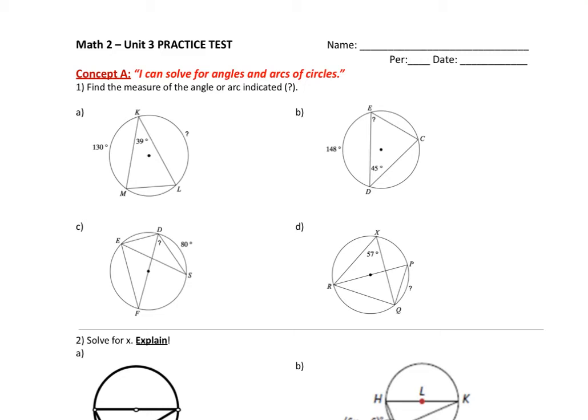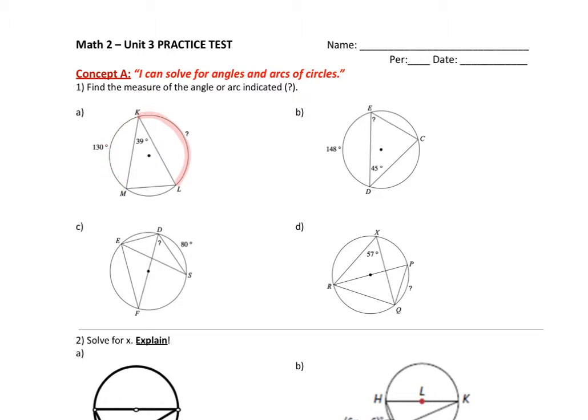The first few problems ask us to find the measure of the angle or the arc indicated. So in 1A, we are solving for this arc right here. That is an intercepted arc, and we first should check to see if we have the inscribed angle, and we don't. So then we're going to see what other information we can use. We have an inscribed angle here, and we have an intercepted arc here.